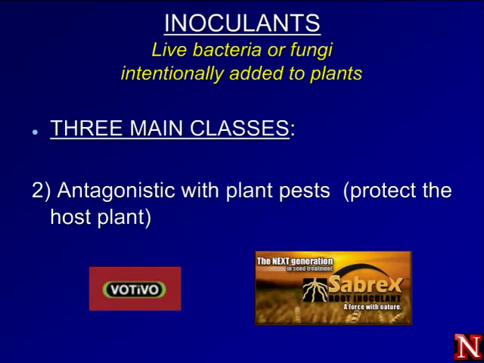Today, there are actually three main classes of inoculants. In addition to those that are symbiotic, we have those that are antagonistic with plant pests. These are the ones that grow with the roots, and they protect the host plant from infection from nematodes or from diseases. A couple examples of these would be Votivo, which just recently came out on the market, and Saber X, another one that's a red inoculant that helps protect against fungi.